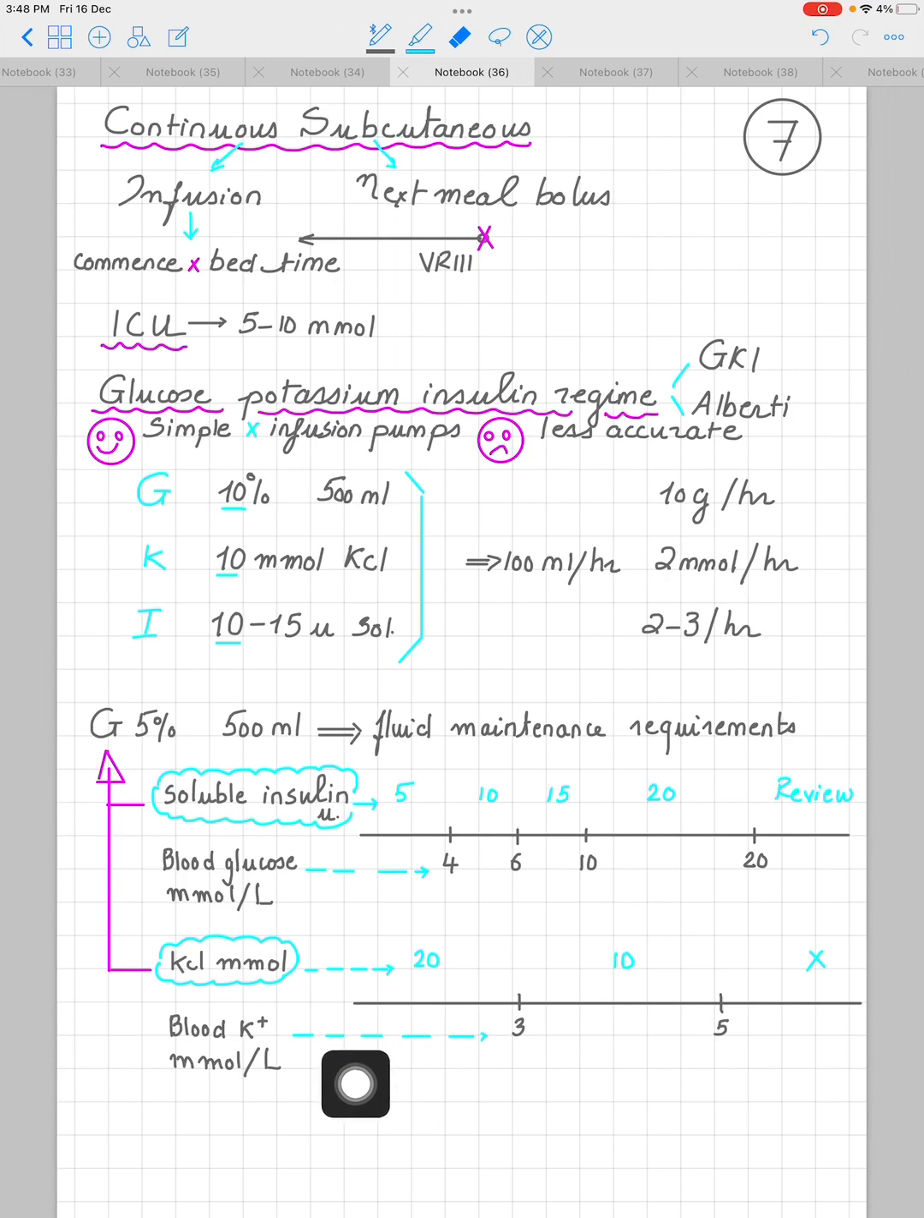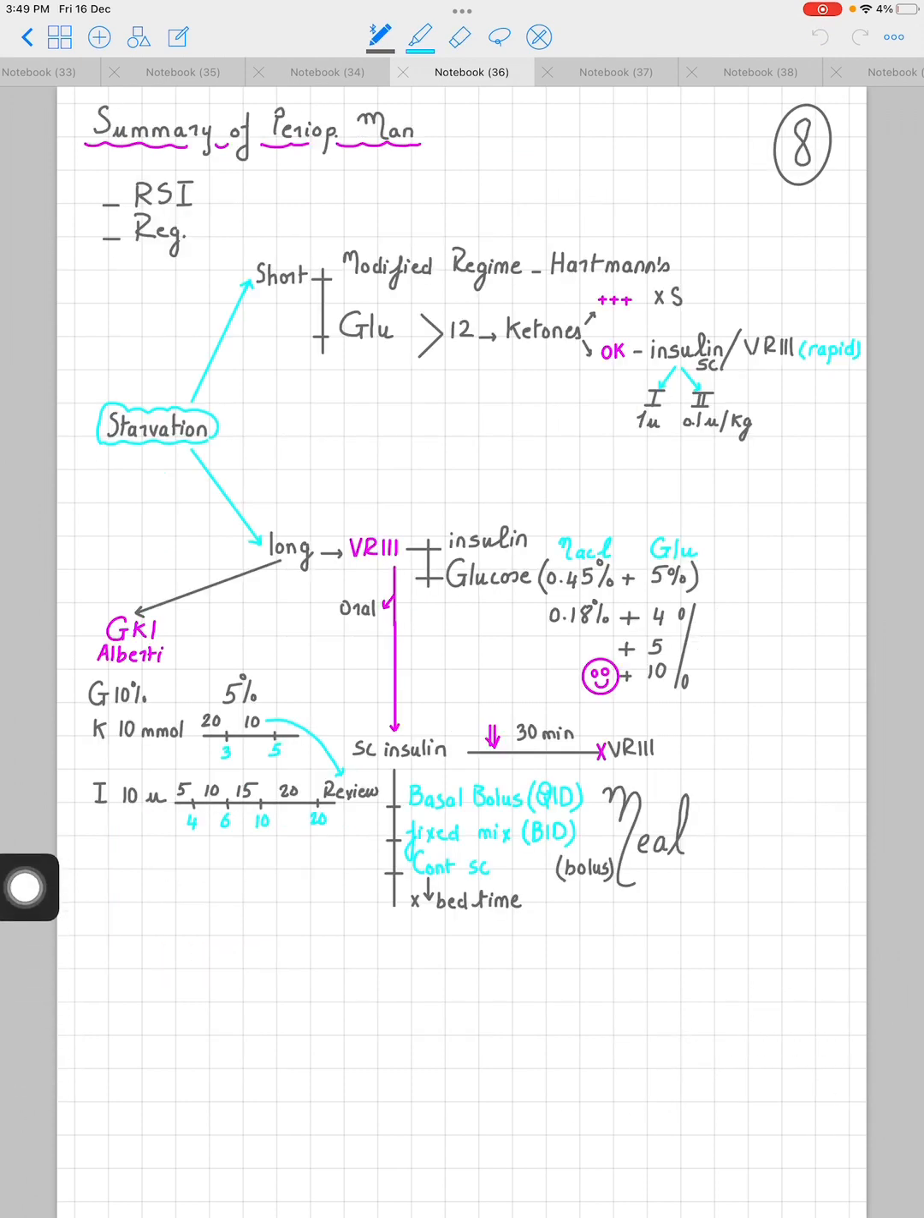As for the potassium chloride, if the potassium level is less than 3 millimole per liter, you add 20 millimole potassium chloride. If the level is from 3 to 5, you have to add 10. If more than 5, you don't have to add anything. Here is a summary of the perioperative management as for the glucose level and how to manage it, because I found out that it might be a little bit perplexing, so I did this diagram from the lecture itself.